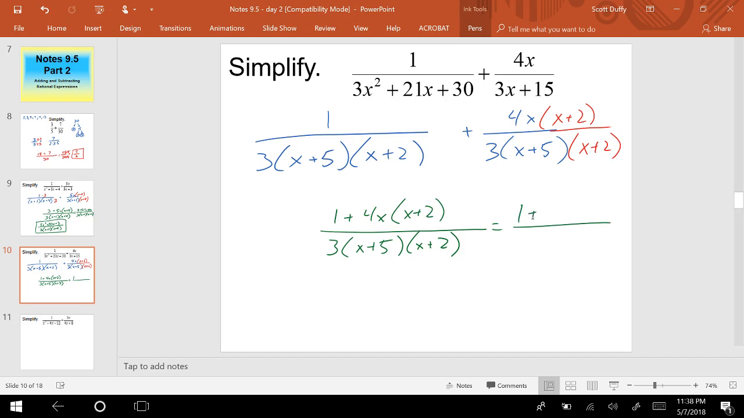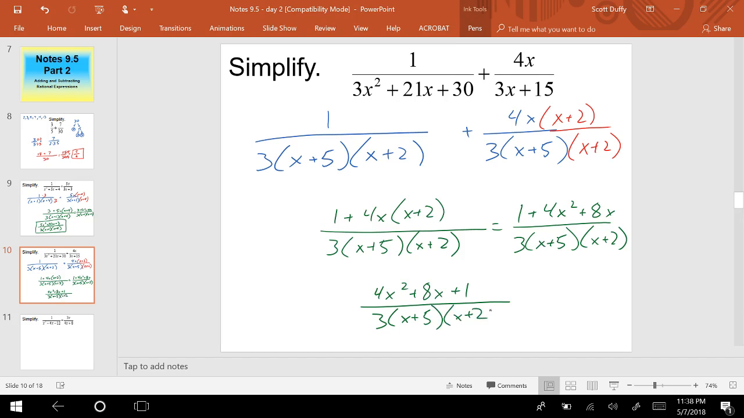Start simplifying. 1 plus 4x times x is 4x squared. 4x times 2 is positive 8x. Leave the bottom factored. And then put the top in standard form. 4x squared plus 8x plus 1 over 3 times x plus 5 times x plus 2. And that's it.